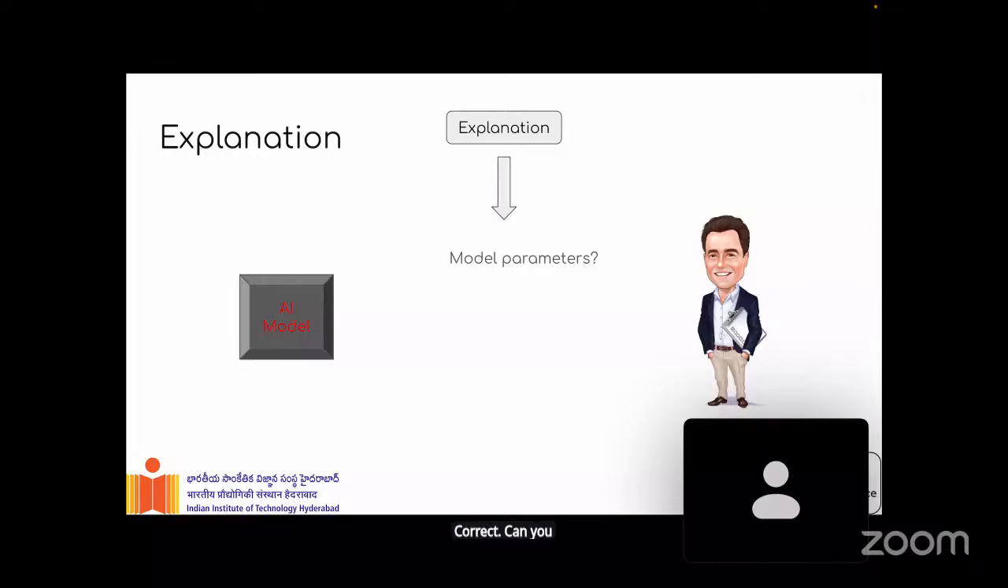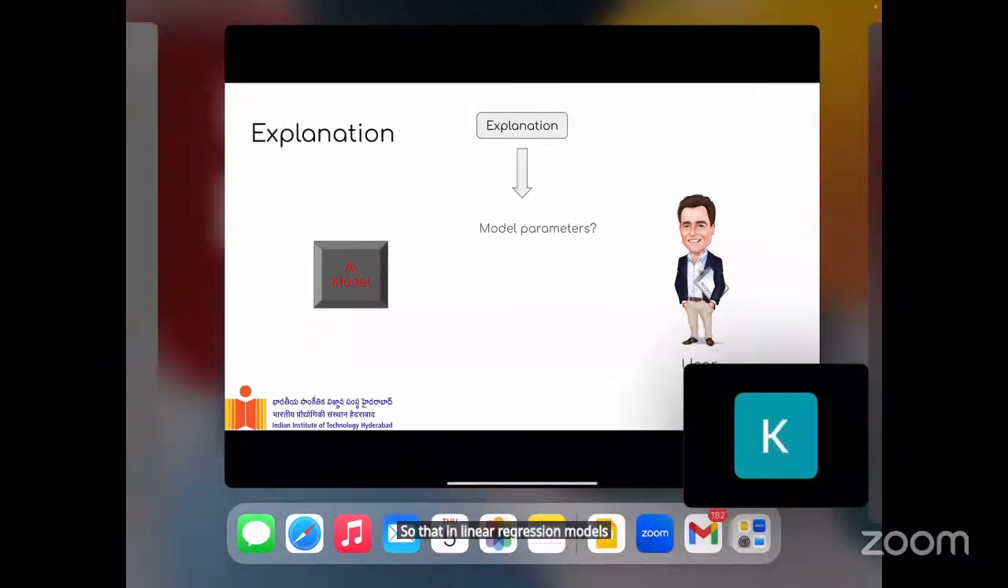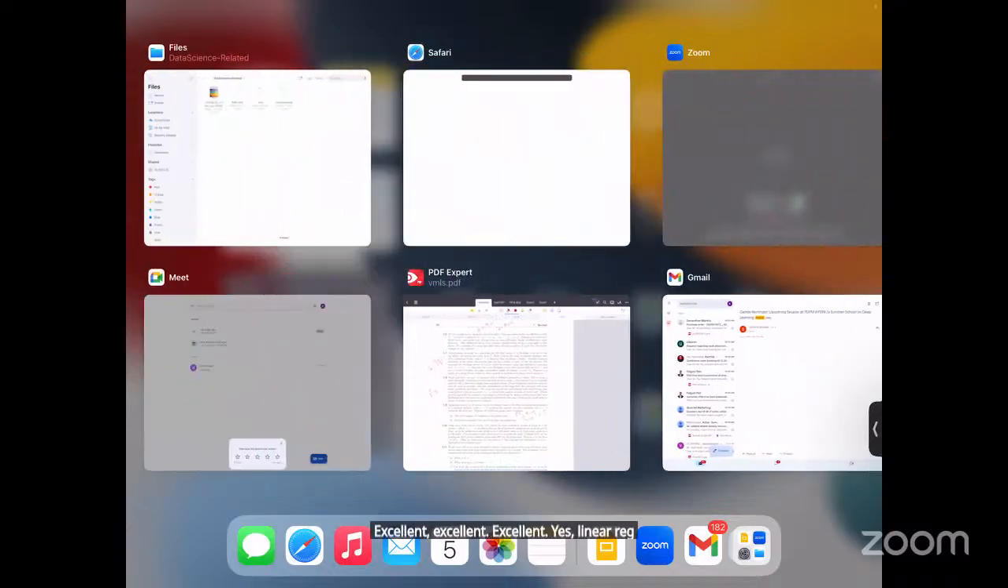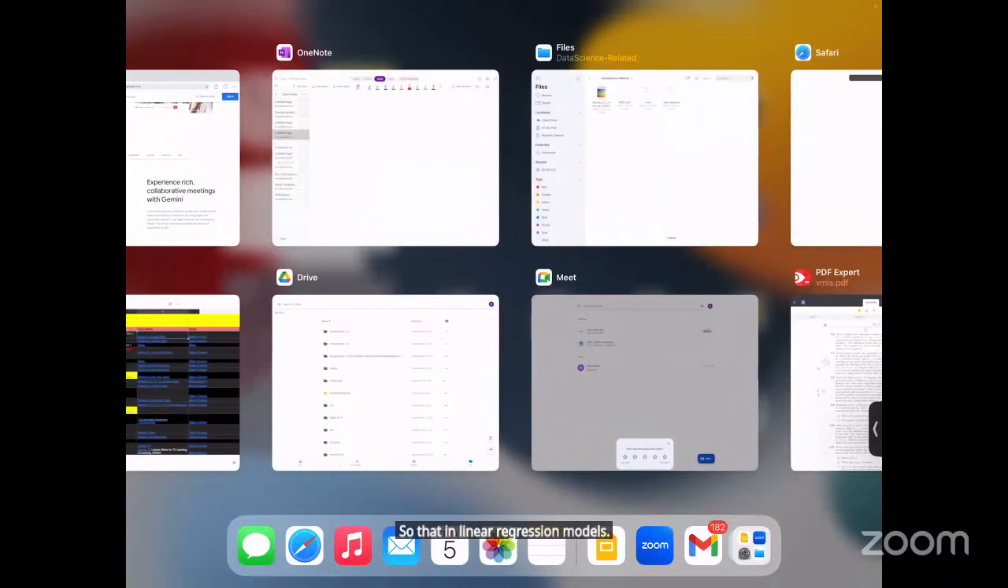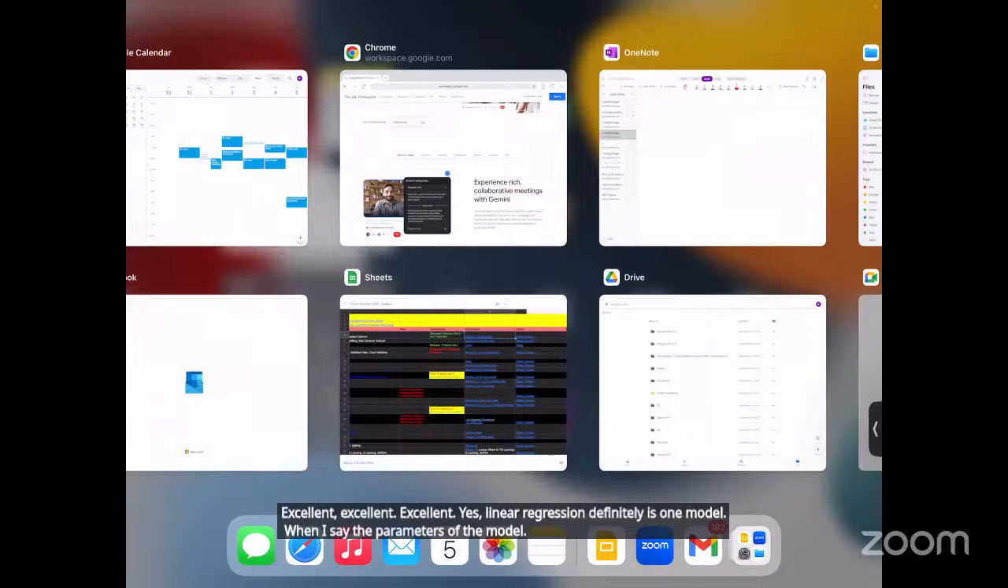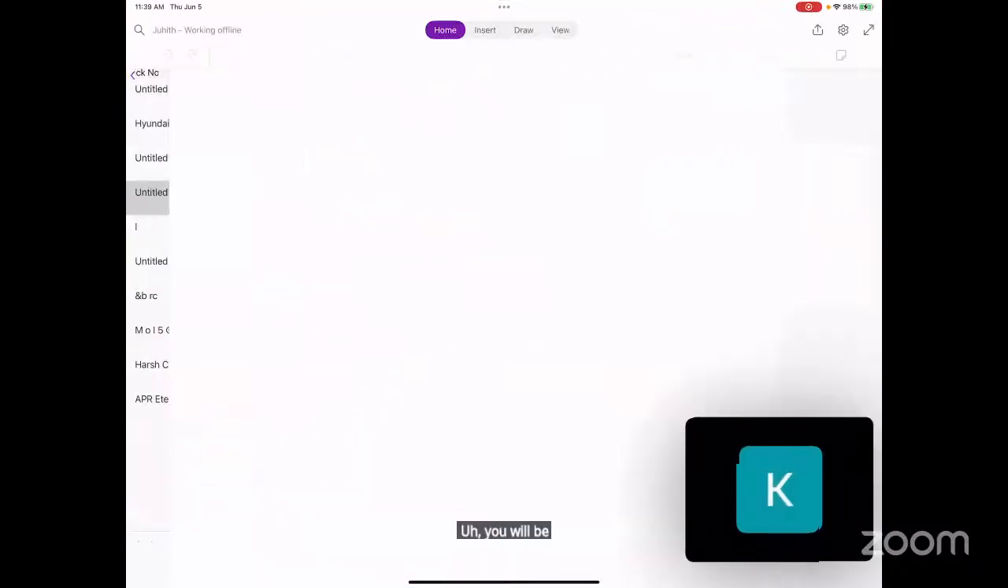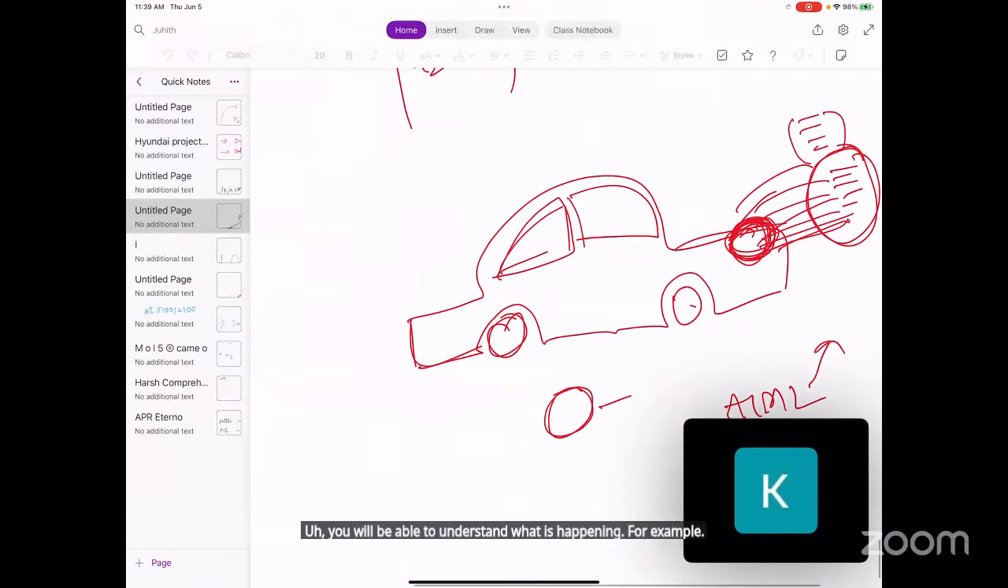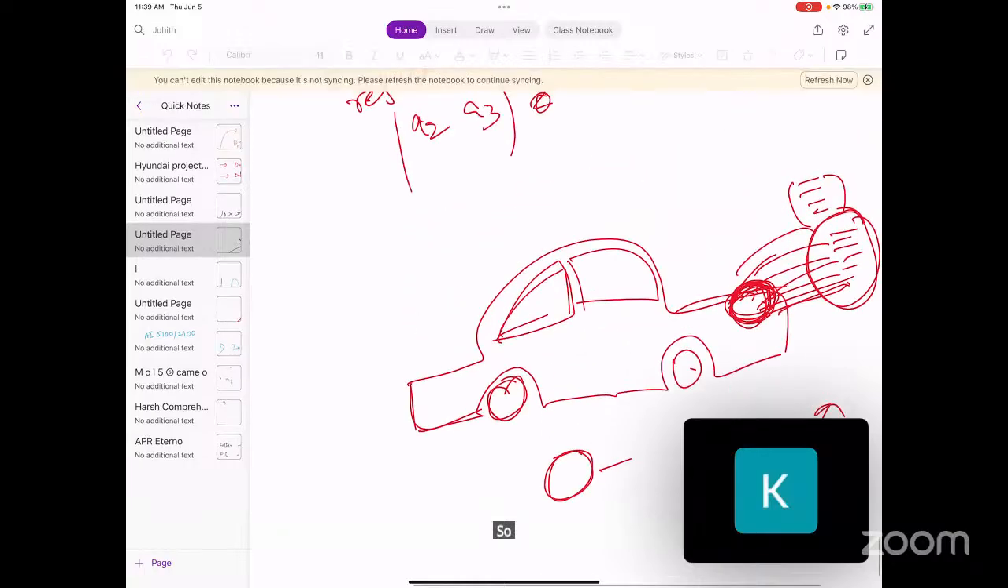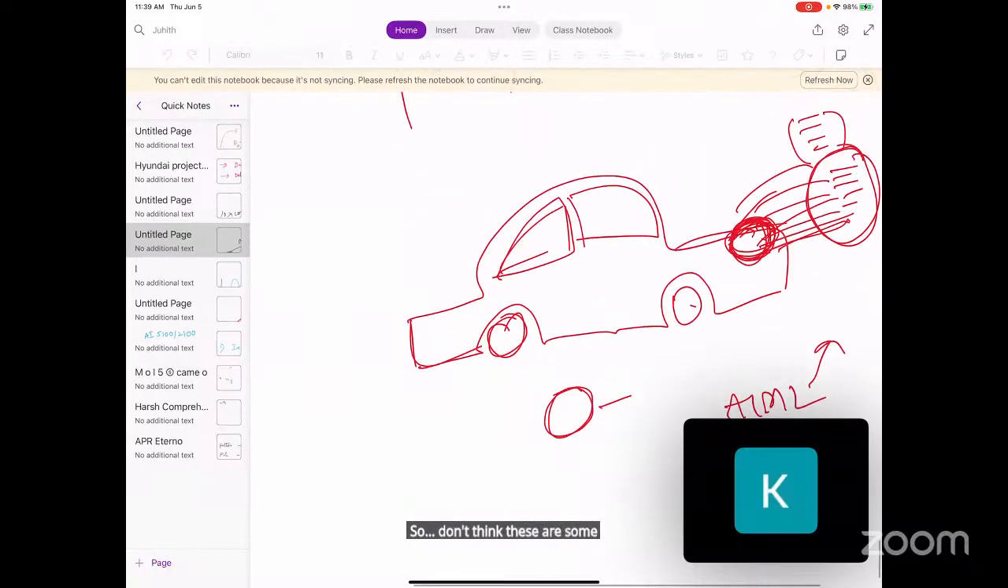Can you think of other models where this may be possible? So probably in the case of regression models. Excellent. Yes, linear regression definitely is one model. When I say the parameters of the model, you will be able to understand what is happening. For example, this is from previous lectures.